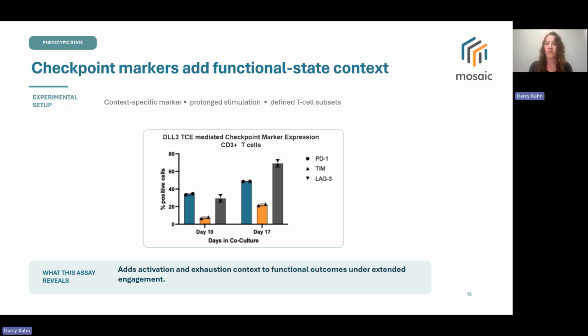So we use a variety of different markers. Here we're using PD-1, TIM3, and LAG3. Again, this is done using flow cytometry. These assays were done following successive rounds of target restimulation. For anyone less familiar with these, they're often called checkpoint or inhibitory receptors.